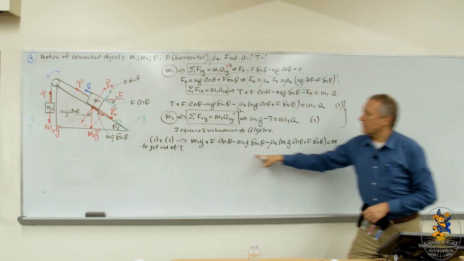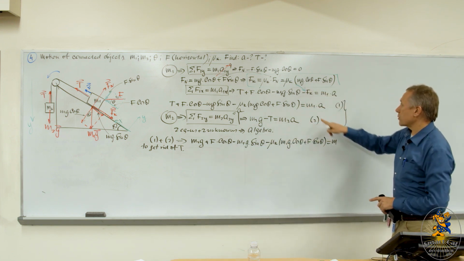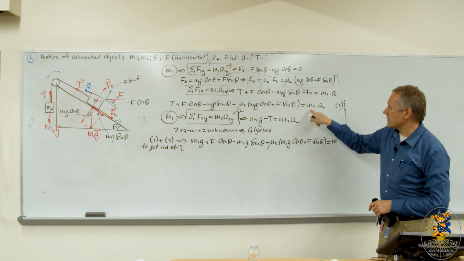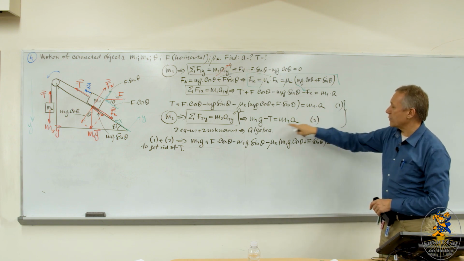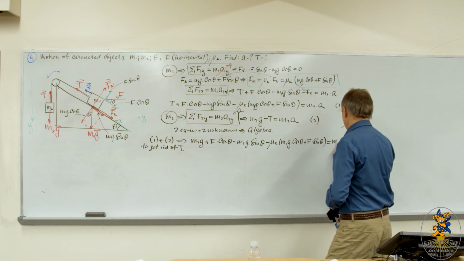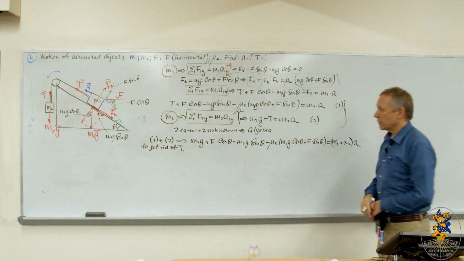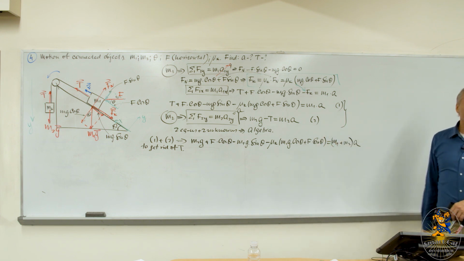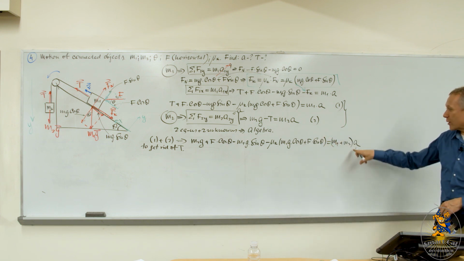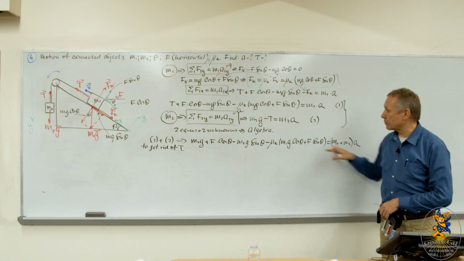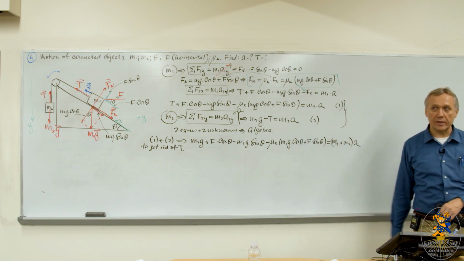Okay, so that's the left-hand side. On the right-hand side, add this and that, so it will be M1 A plus M2 A. So I can write M1 plus M2 times A. Ugly equation, right? So now we have one unknown. So pretty much now we just need to move this M1 plus M2 downstairs, and that will be the answer.